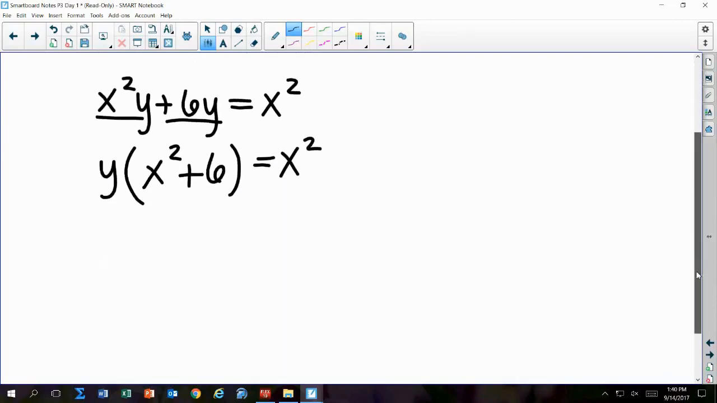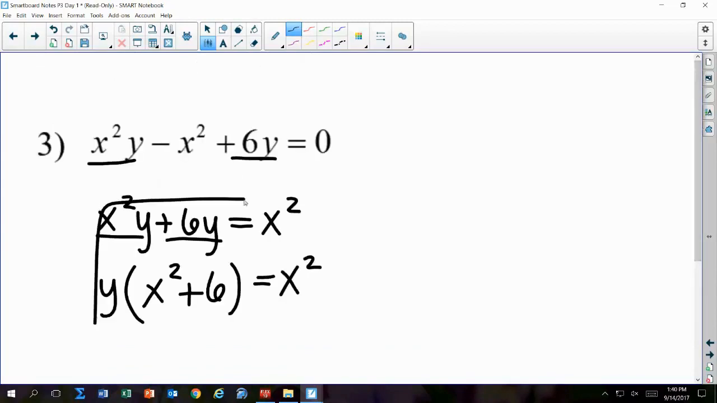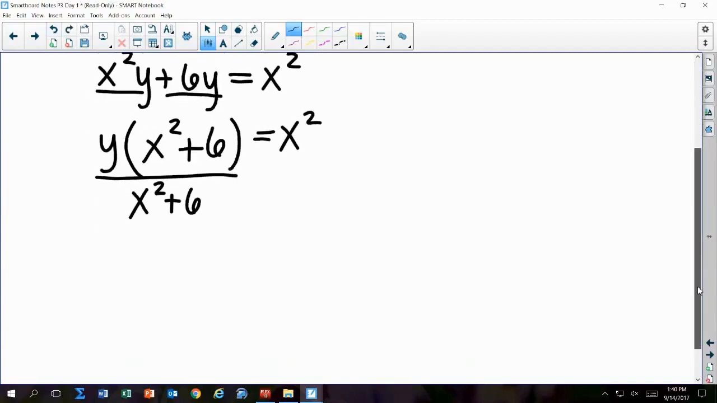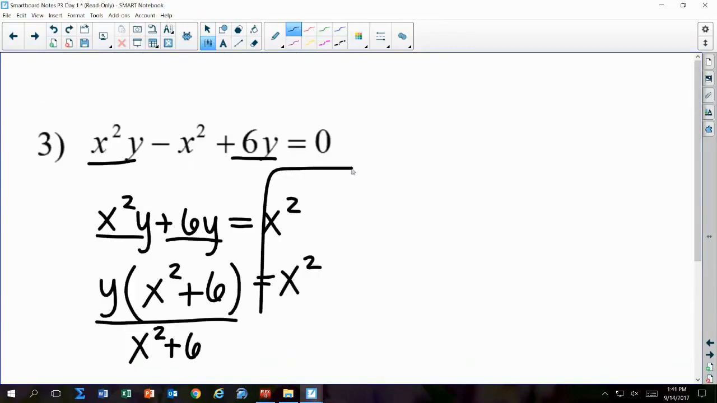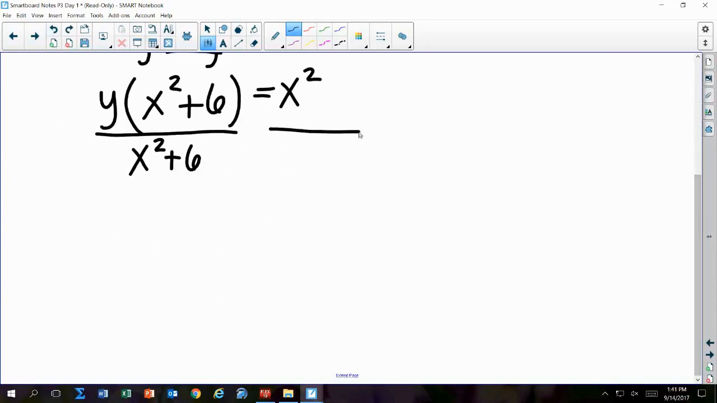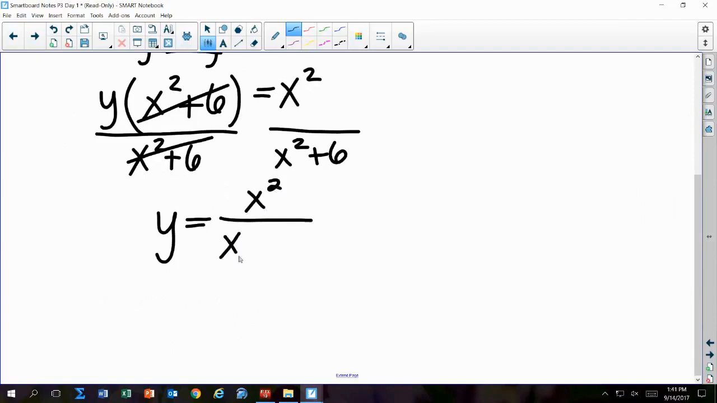And then how would I get y by itself? Divide both sides. Divide both sides by this factor x squared plus 6, or that binomial x squared plus 6. That gives me y by itself. I get y equals x squared over x squared plus 6. Right, so let's just use the calculator to see what this looks like.